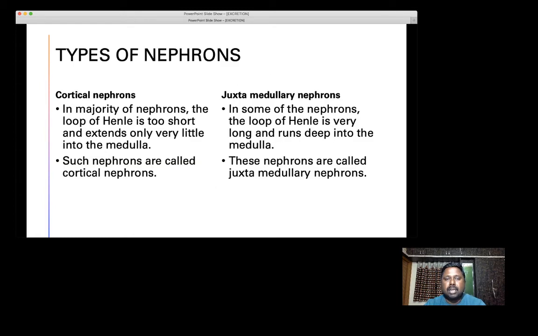Next, the types of nephrons. There are two types: cortical nephrons and juxtamedullary nephrons. The majority of nephrons are cortical nephrons, in which the loop of Henle is very short and extends only slightly into the medulla region. The juxtamedullary nephrons are very few. Their loop of Henle is long and runs deep into the medulla. So there are two types, cortical nephrons and juxtamedullary nephrons.